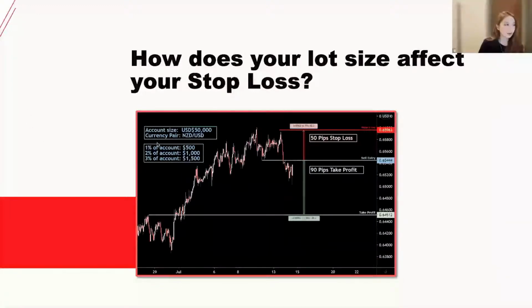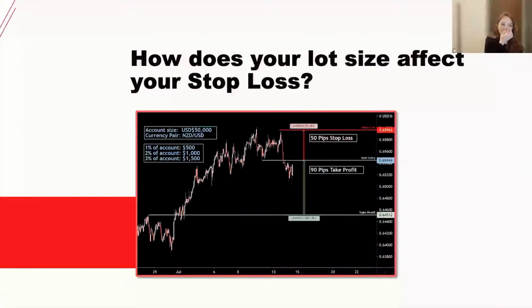So we are looking at the graph here. Account size at 50,000 USD. Currency pair, looking at Kiwi dollar. 1% of the account at 500, 2% of the account at 1,000, and 3% of the account at 1.5K. So we are looking at a stop loss of 50 pips, and a take profit of 90 pips. Okay, so in this case, the lot size does affect your stop loss.